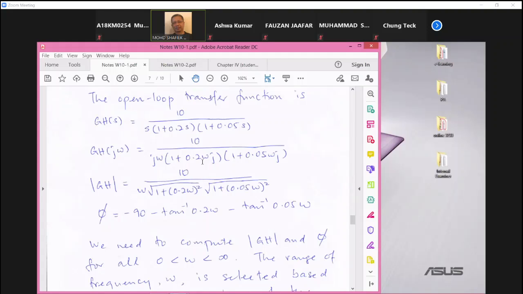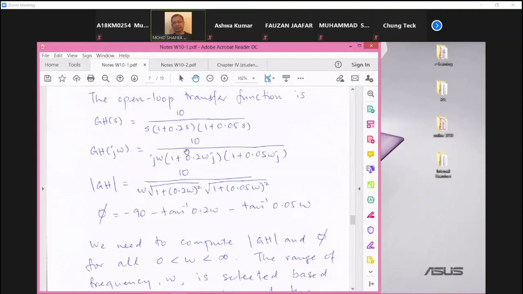For 1 plus 0.2 omega j, you have the real part and the imaginary part. The magnitude of that is the square root of the real part squared, which is 1 squared, still 1, plus 0.2 omega squared. That is the magnitude of the second factor in the denominator. For the third factor in the denominator, the magnitude is the square root of the real part squared plus the imaginary part squared. So this is your expression for the magnitude of this open loop transfer function.